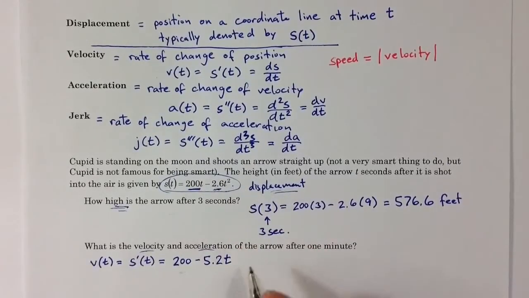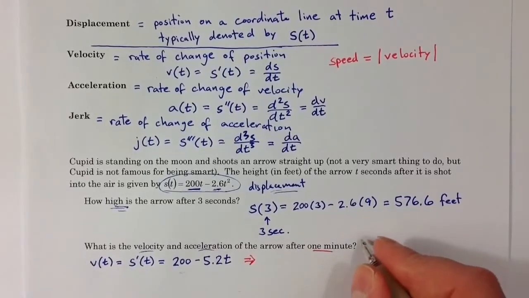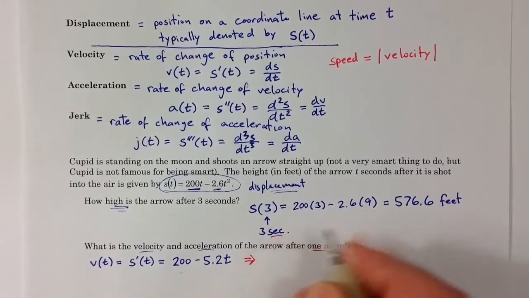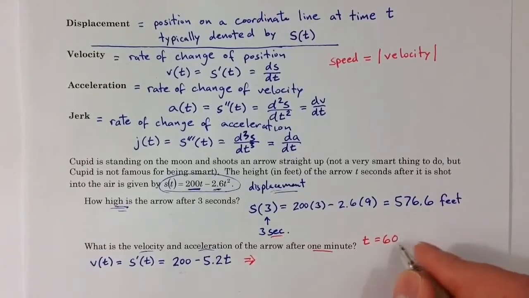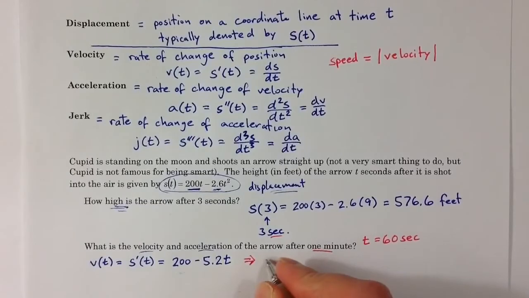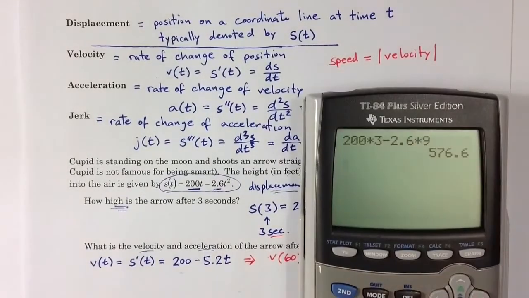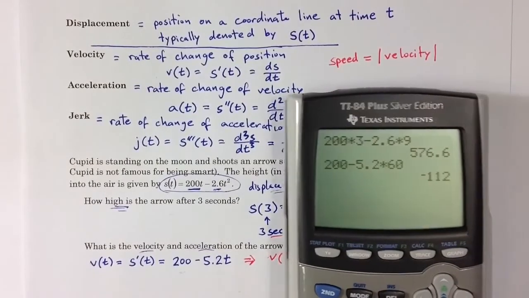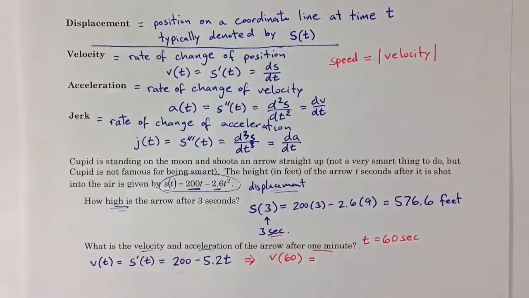So this is my velocity function. The question is asking about the velocity after 1 minute, and since time is given in seconds, this means 60 seconds. The value of t is 60. So if I plug that into the velocity function, again, the calculator can help us out here with the details. I get 200 minus 5.2 times 60, and we get a velocity of negative 112.